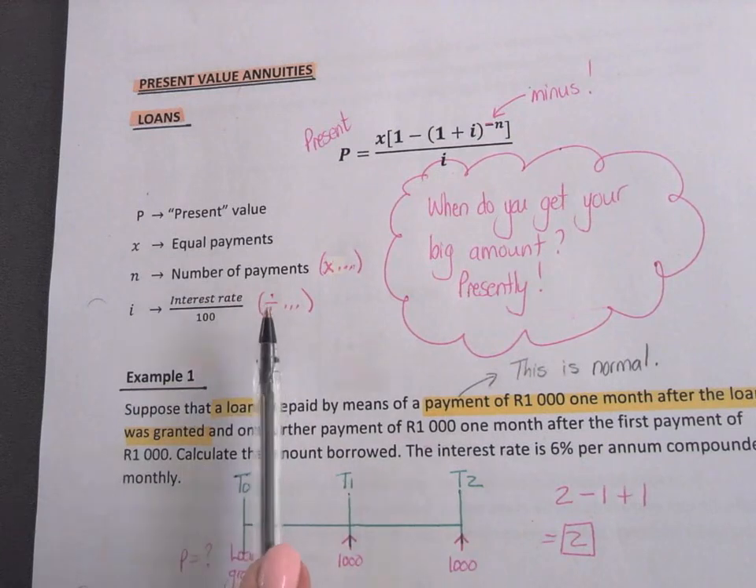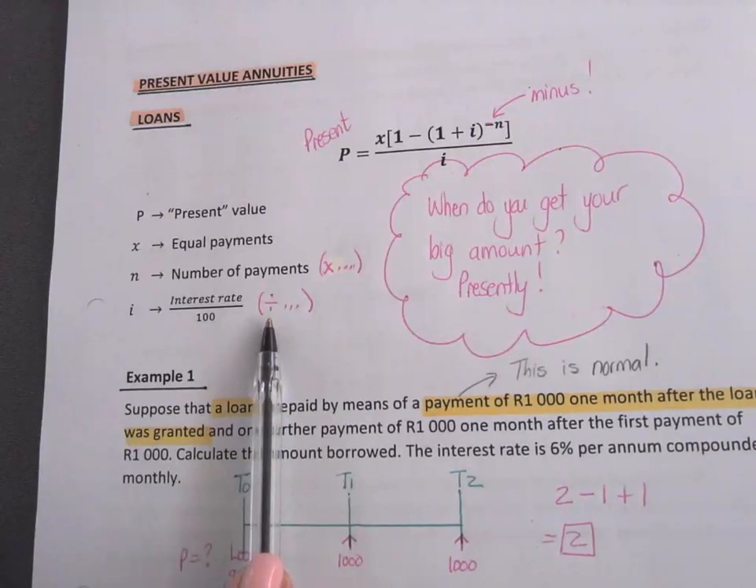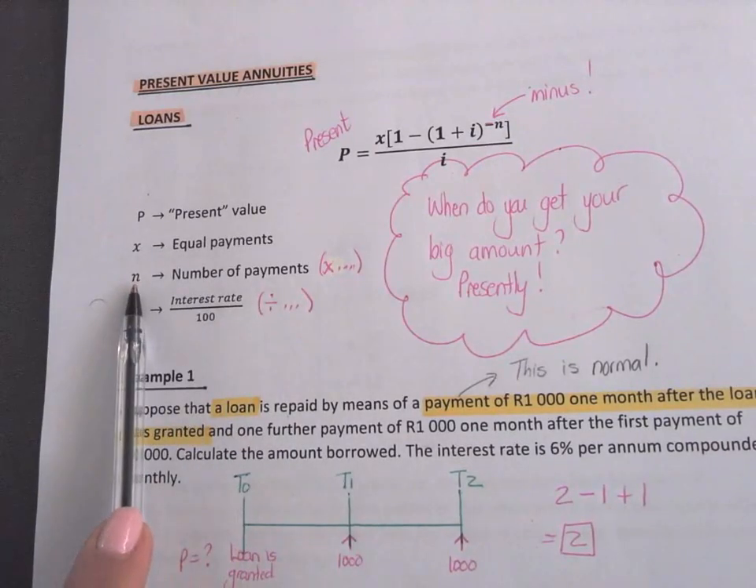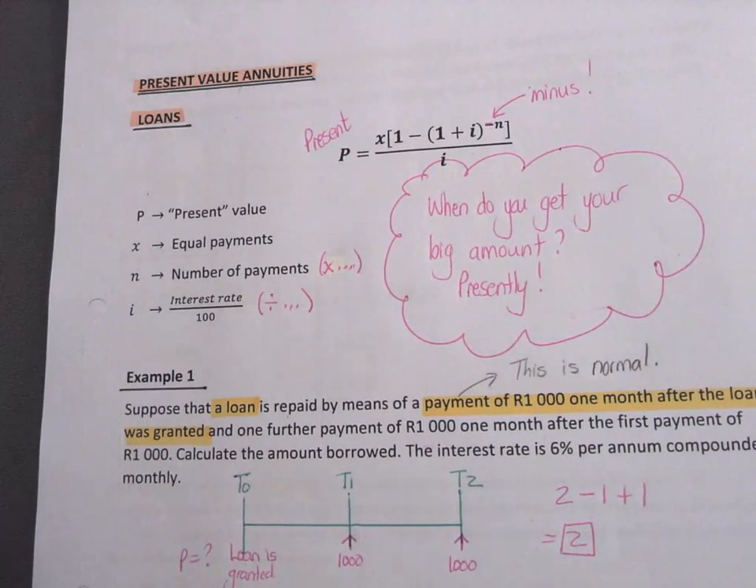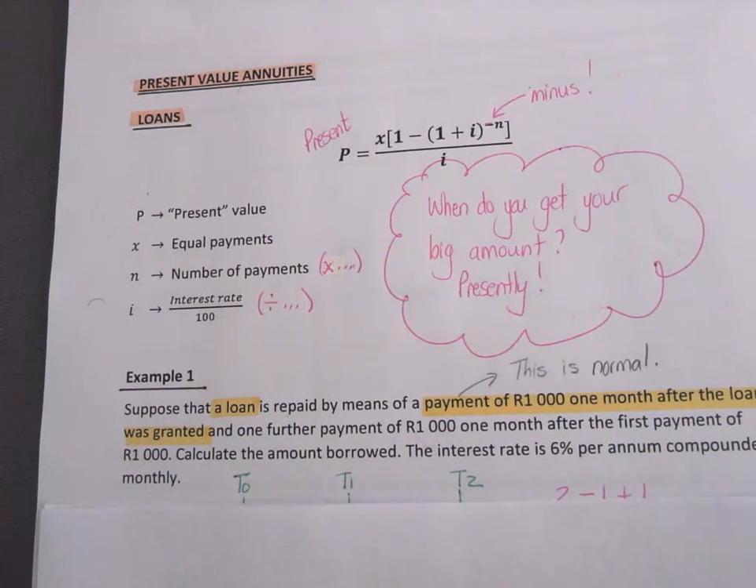Your I is divided by the fractions of the year, and your N is still multiplied by the fractions: monthly, quarterly, semi-annually, etc. Okay, let's look at our first example.